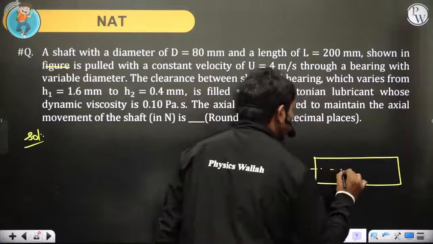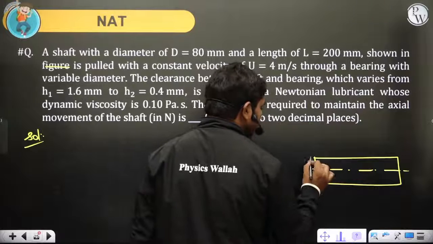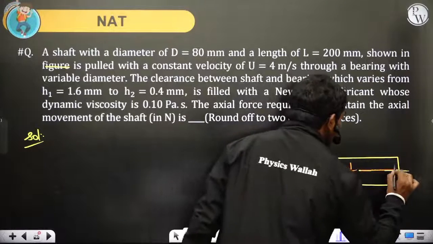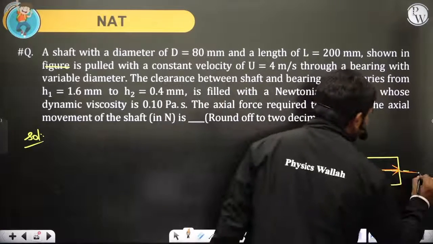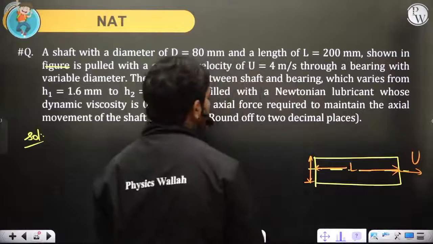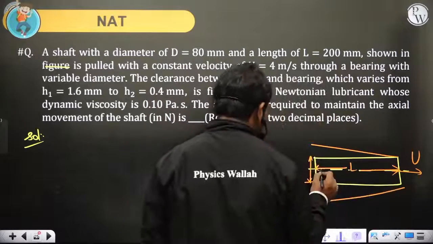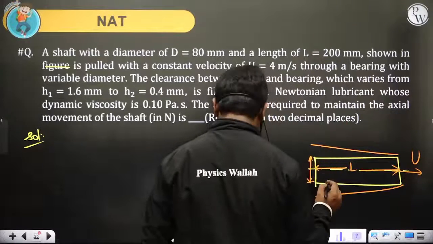This is a shaft of diameter d, some 80 mm, and the length is given. Now it is pulled with a constant velocity u through a bearing of variable diameter, where the clearance varies from 1.6 to 0.4.